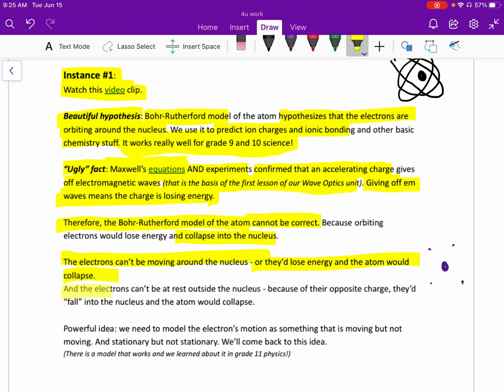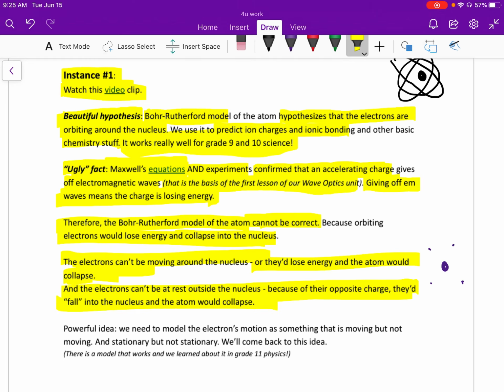That quick and easy fix wouldn't work because, of course, opposites attract, and electrons would just fall into the nucleus. So we need electrons outside of the positive nucleus. They can't be moving, otherwise they give off energy and collapse. And they can't be standing still, otherwise they just fall in and collapse.